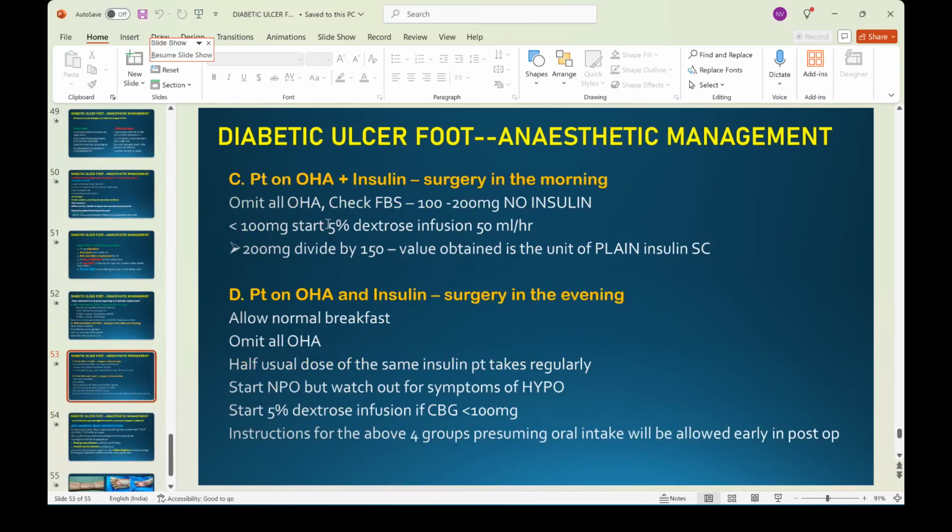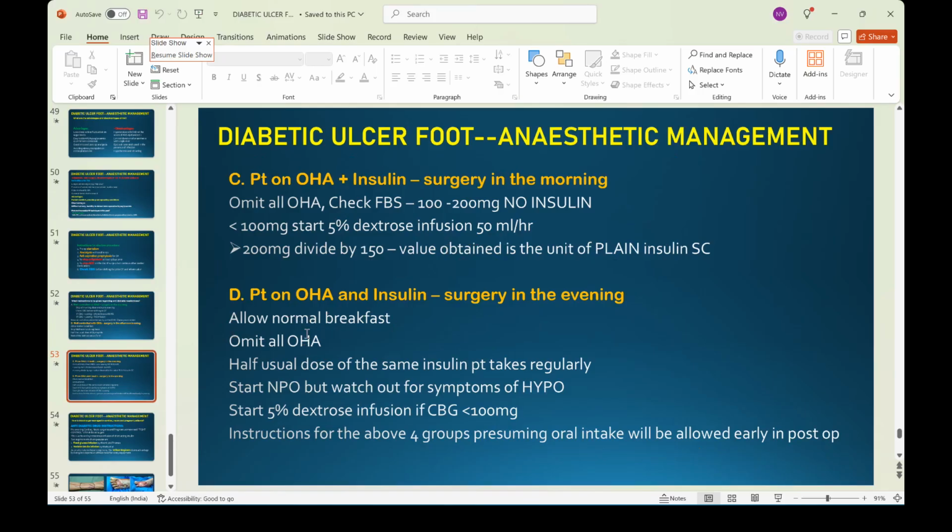And the third category is patients who are taking OHA plus insulin and surgery in the morning. Omit all the oral drugs. Check fasting blood sugar. 100 to 200 milligram, no insulin needs to be given. Less than 100, start 5% dextrose at 50 ml per hour. More than 200, divide the value by 150 and you give the plain insulin intravenously after dividing by 150.